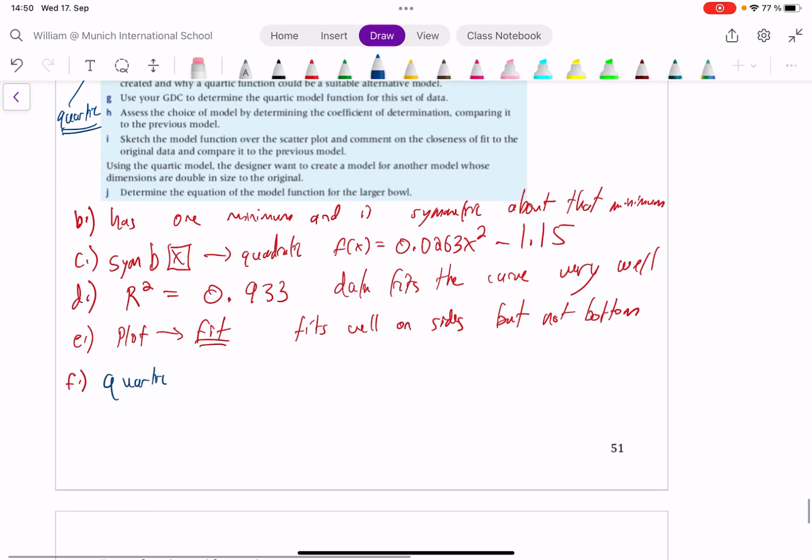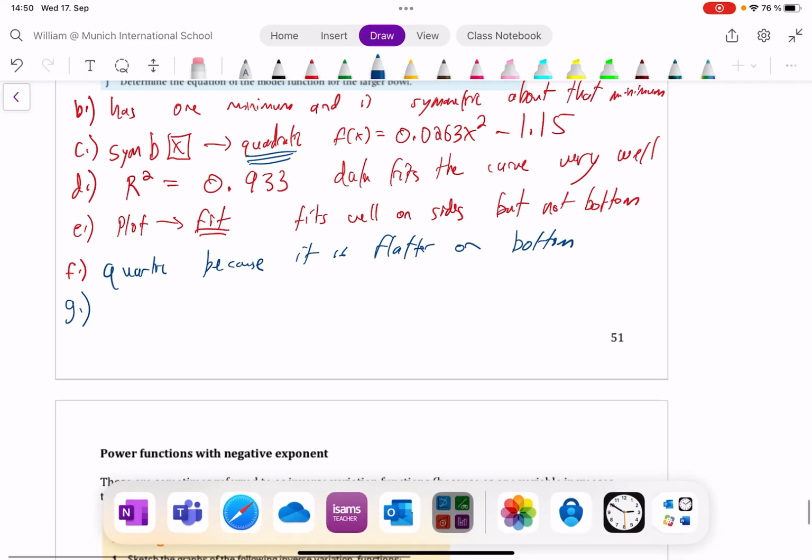So quartic, because it is flatter on the bottom, right? It will create this bowl shape, this idea of a bowl is kind of flat on the bottom so that it can sit on a table or whatever. Okay, so then G says, let's go find that thing, right? Use your calculator to determine the quartic model. So all you're doing, instead of going quadratic, you're gonna change to the option of quartic, right?